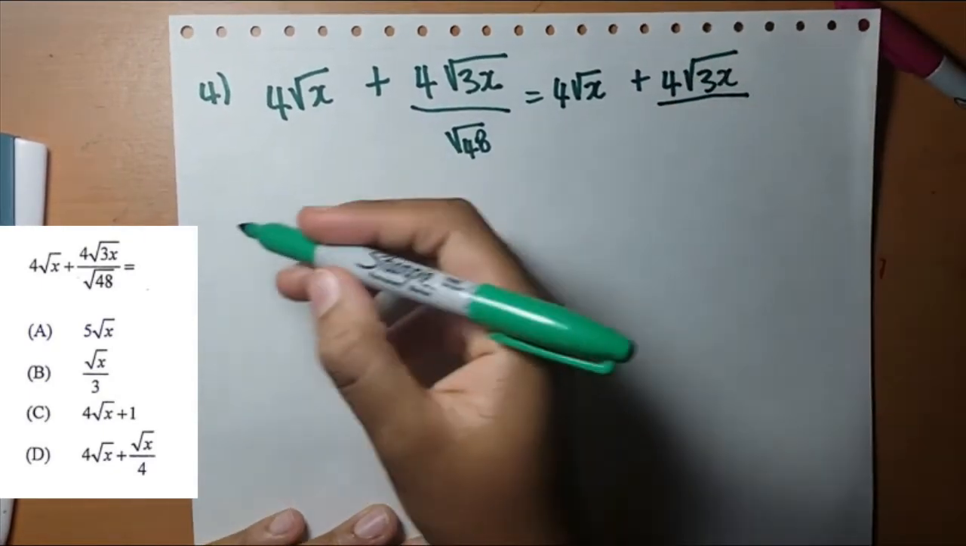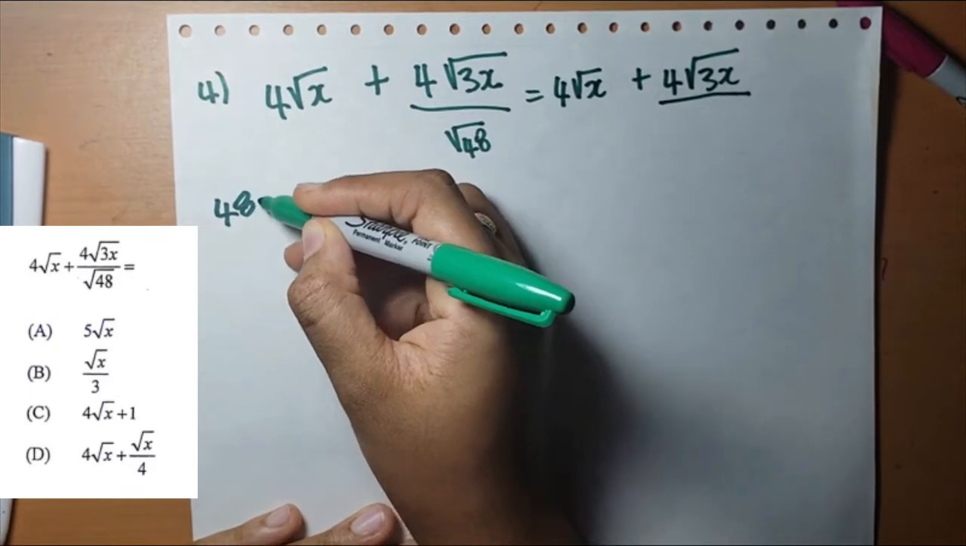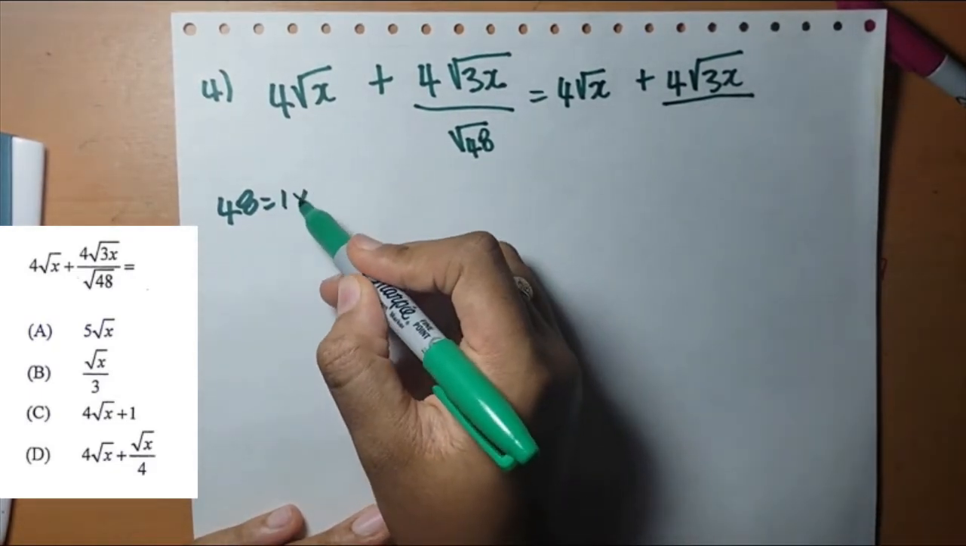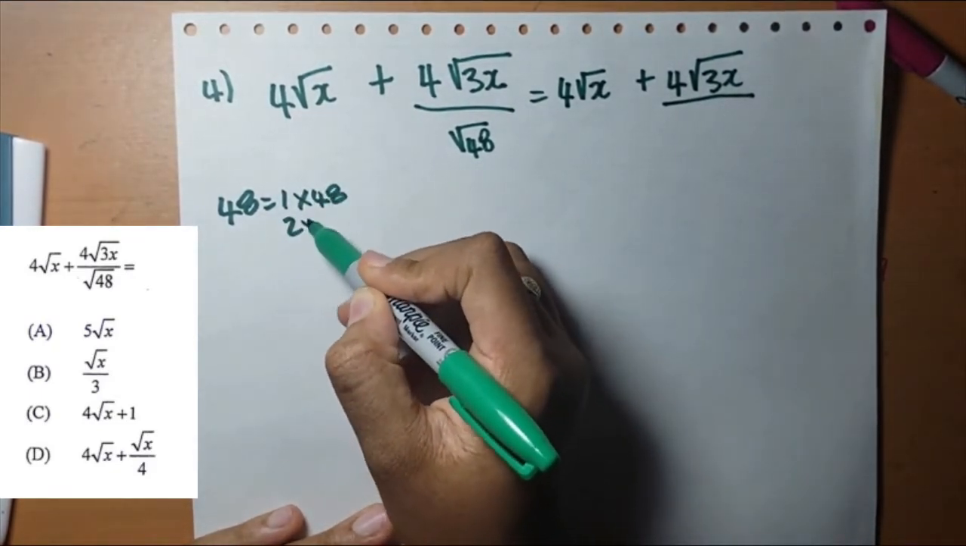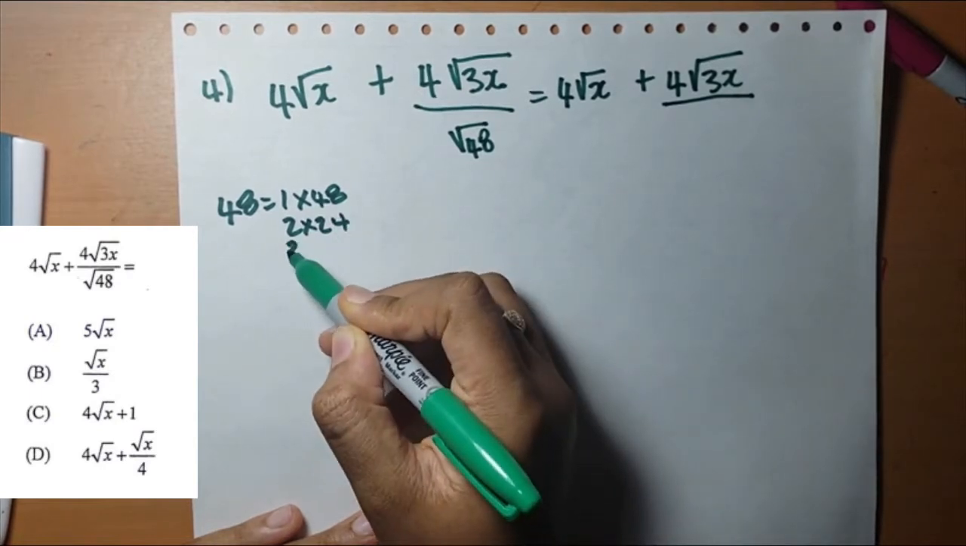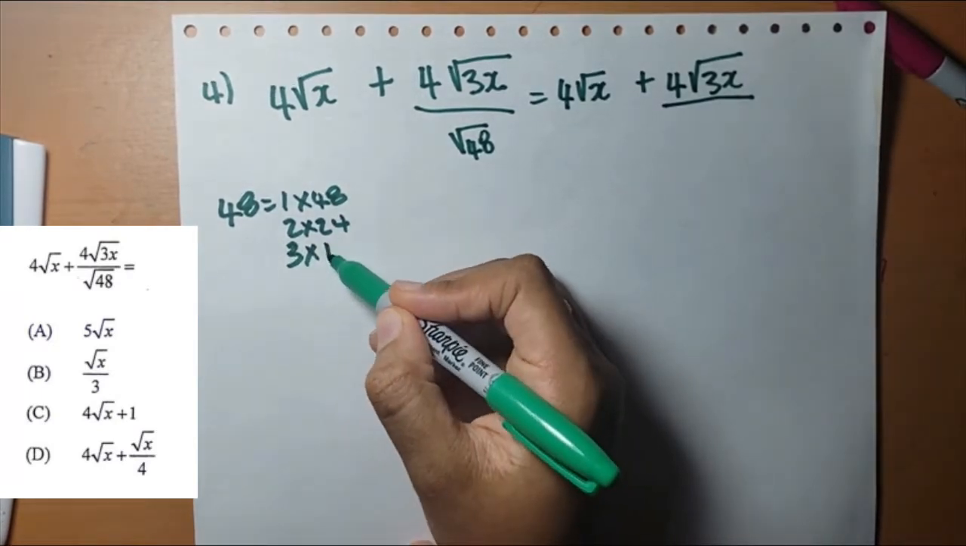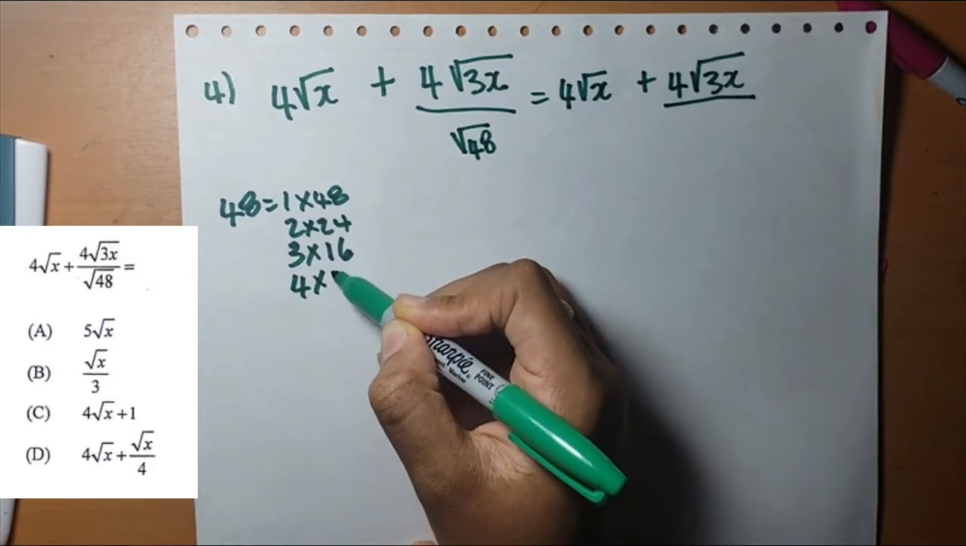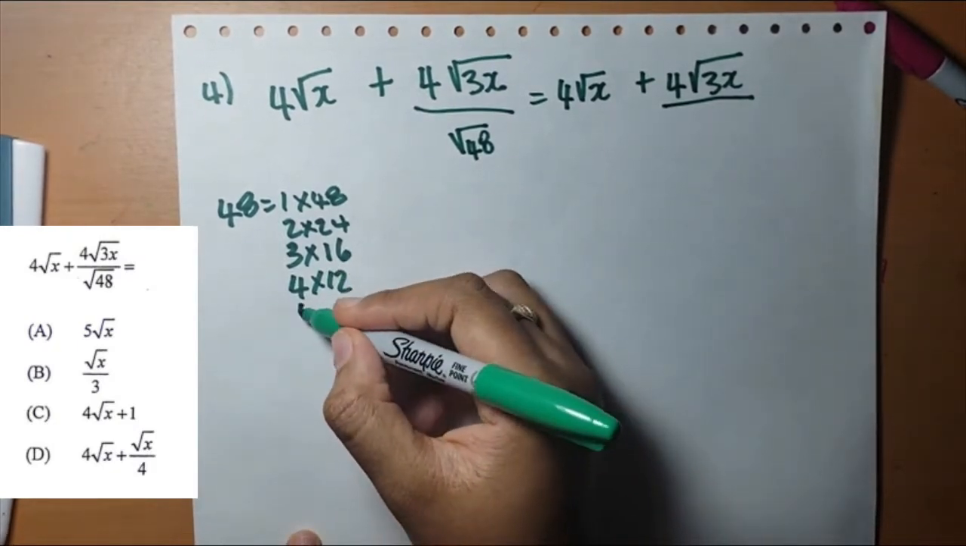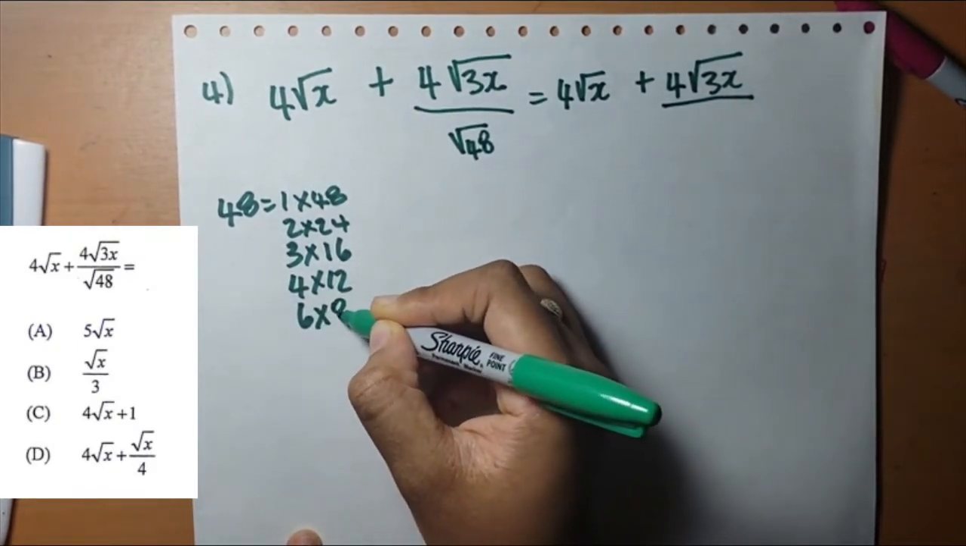So what are the factors of 48? To get 48, I can do 1 times 48, 2 times 24, 3 times 16, 4 times 12, 6 times 8, right?